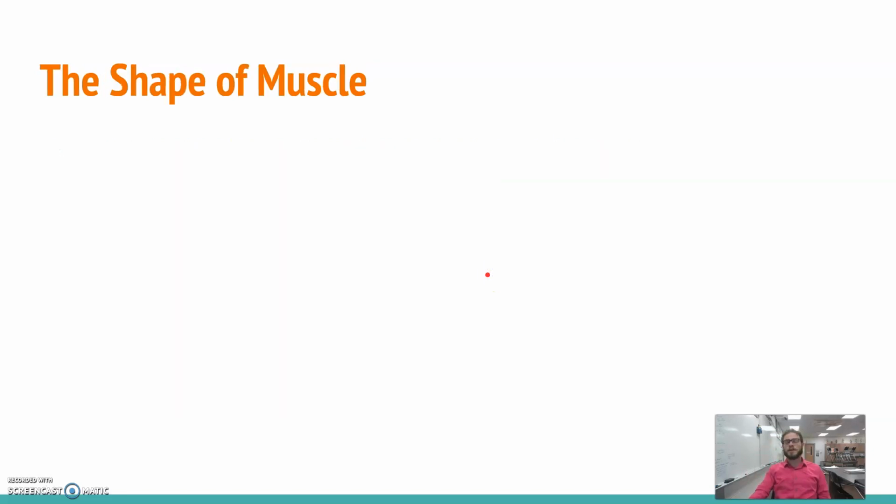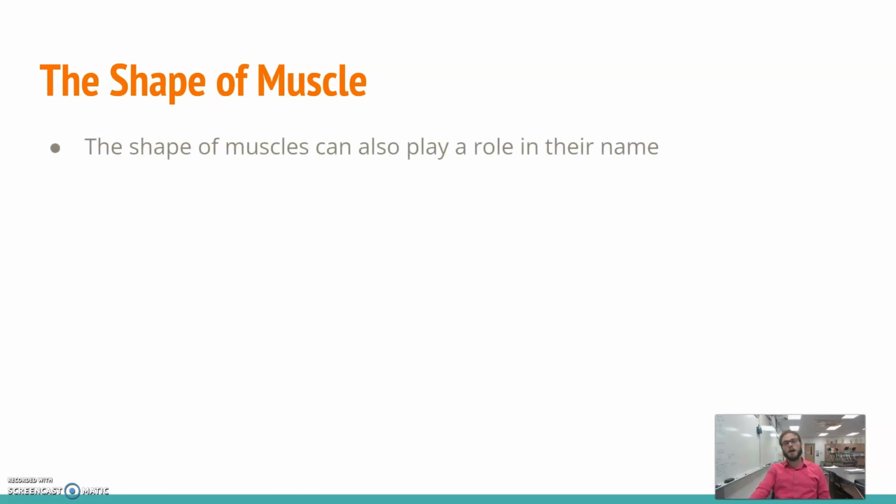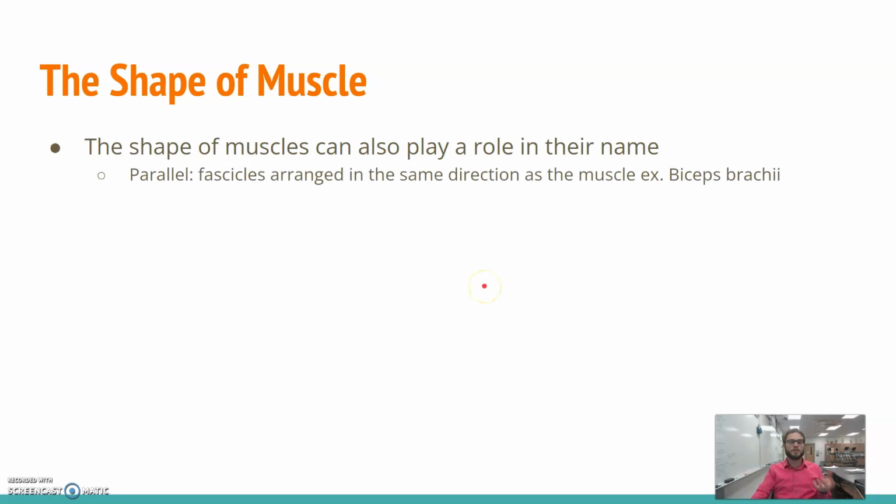The third category is the shape of muscle. The shape of muscle is usually associated to some sort of role that it is playing. There's several different categories of shapes. You can have parallel muscles. These are going to be muscles that are arranged where their fascicles are all running parallel to one another, usually in the same axis of contraction.